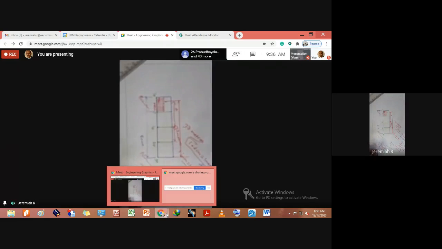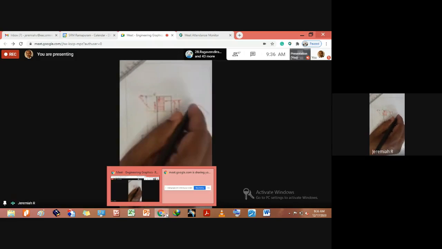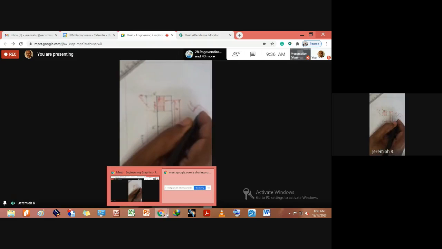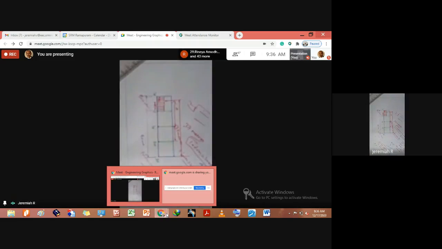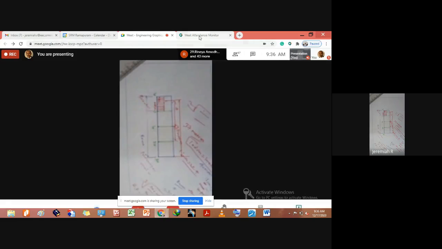I already told you, if the value is given in area, you have to take the square root of distance on the drawing divided by distance on the object. Okay, just try this problem for some time.